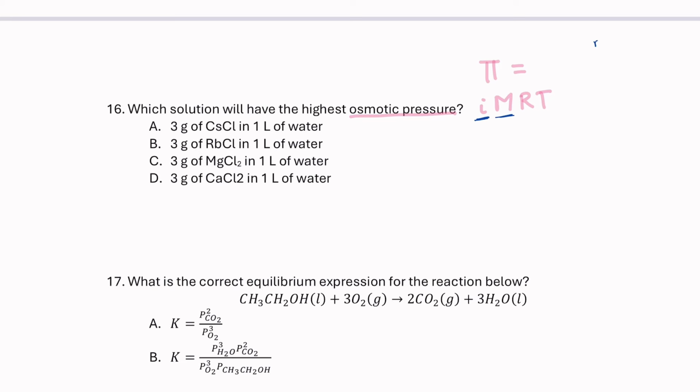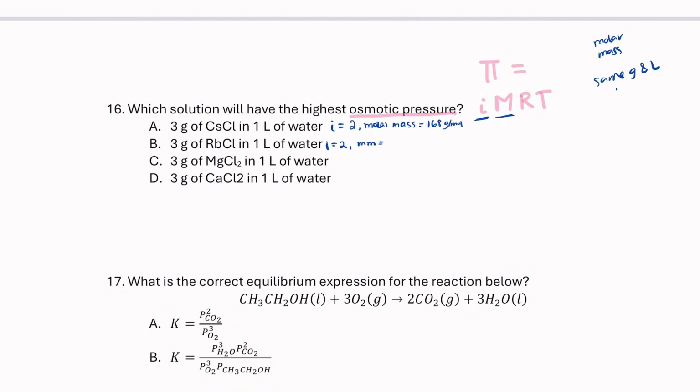Second, we also need to consider the molar mass. Since each solution has 3 grams of solute in 1 liter, the molar mass will determine how many moles that gives us. A smaller molar mass means more moles, which means a higher molarity, and therefore a higher osmotic pressure. So let's look at each option. For A, we have cesium chloride, I equals 2 because it splits into cesium cations, chloride anion, 1 of each. The molar mass is about 168 grams per mole.